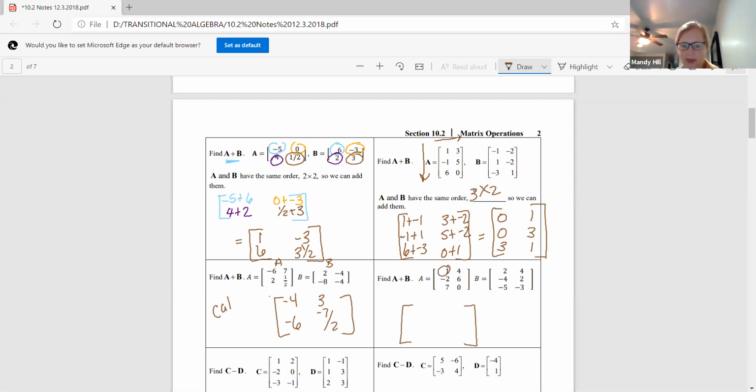We know that we need to add the same in the same position. So 1 + 2, 4 and 4, -2 and -4, 6 and 2, 7 and -5, 0 and -3. That's going to get us 3, 8, -6, 8, 2, -3.